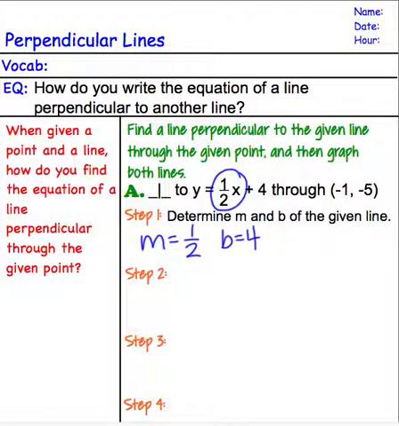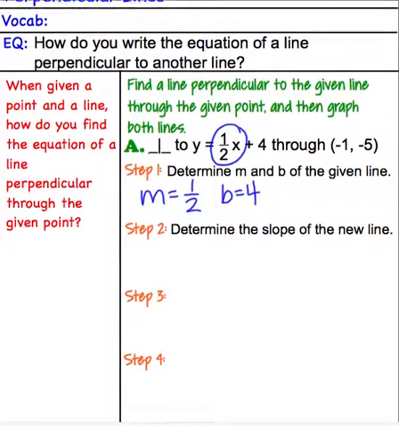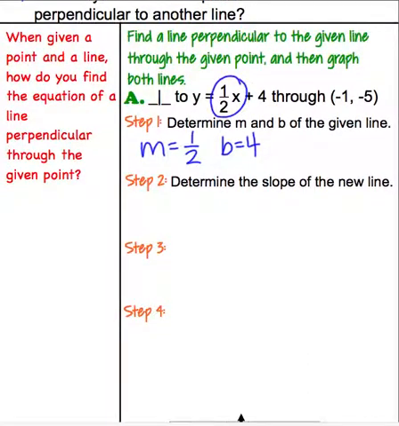So then step 2 again is going to be to determine the slope of the new line. If you recall back from yesterday when we did the investigation on perpendicular lines, the slope of a perpendicular line is the opposite reciprocal of the original line that you're given, which if we take the reciprocal of 1/2, we get 2, and we need the opposite, so the slope is -2.